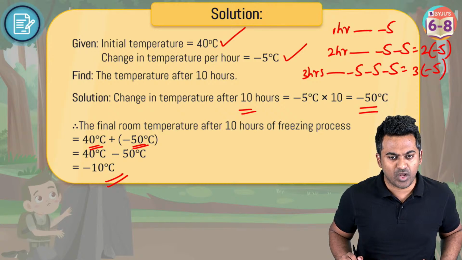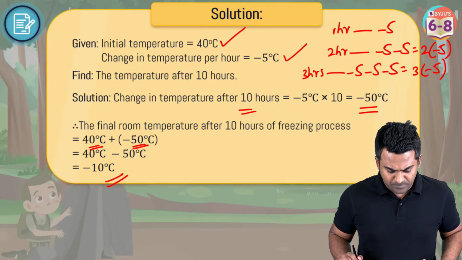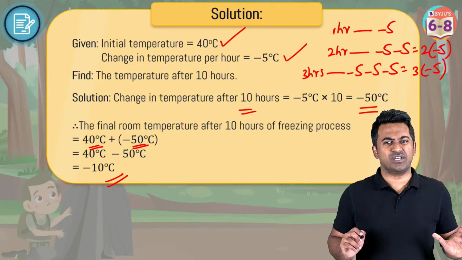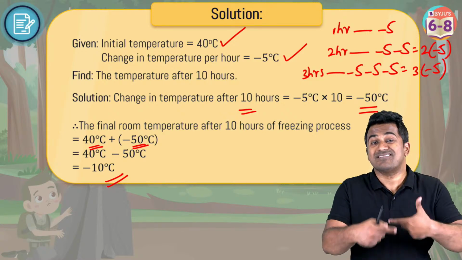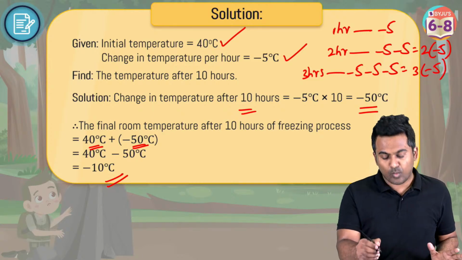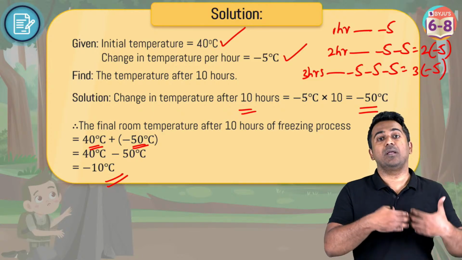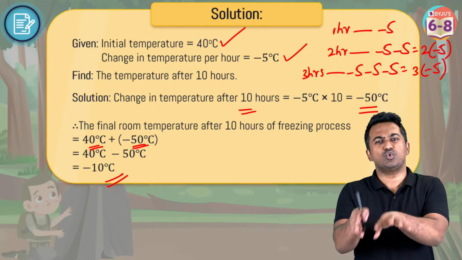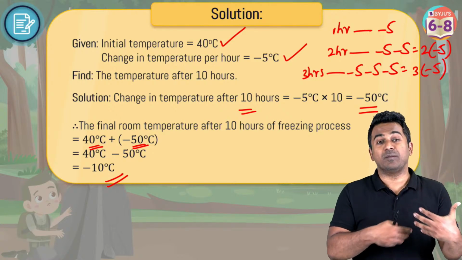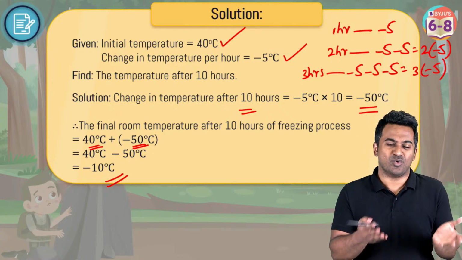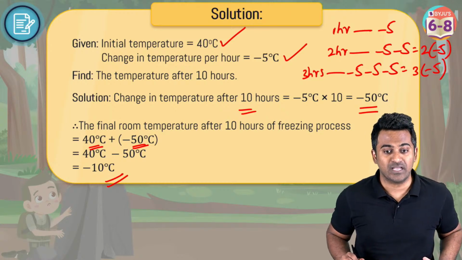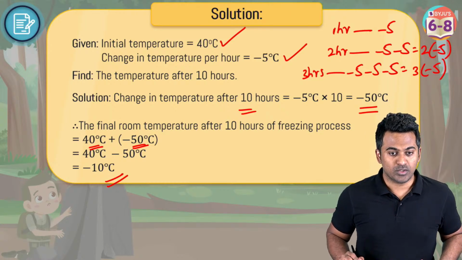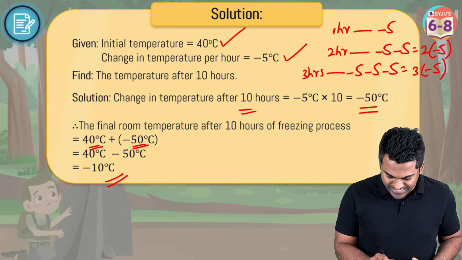Sir, is this division of integers as subtracted division? No, this is not going to be a division here. This is going to be a simple case of subtraction. That's it. Repeated subtraction is what it is. Like 1 hour minus 5, 2 hours minus 5, minus 5. So that becomes 2 times minus 5. So you could say repeated subtraction, which is eventually, repeated addition is multiplication, repeated subtraction is multiplication with a negative sign. Awesome. Cool. So let's move on now to the next question.